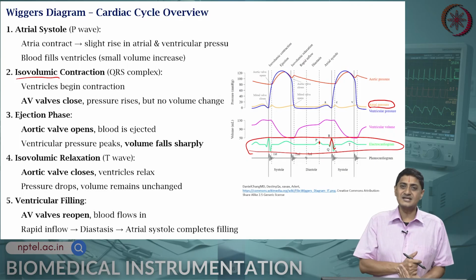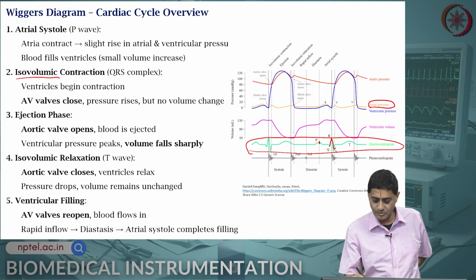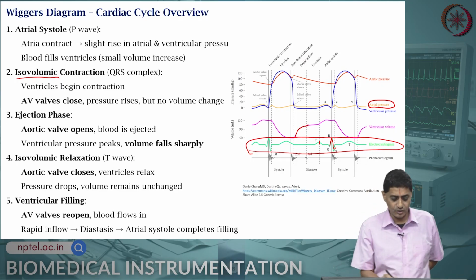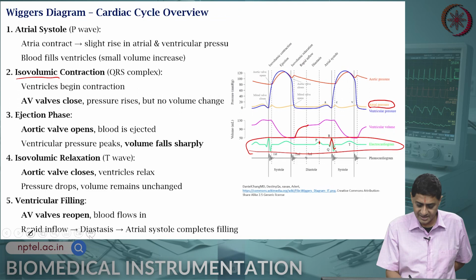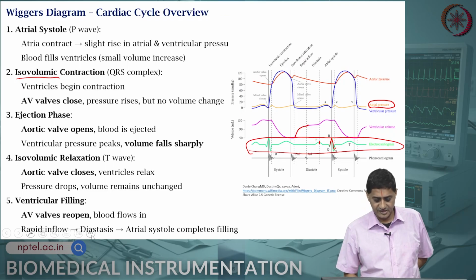This initial stage will lead to a sudden increase in the volume of blood. This is called the rapid inflow of blood. This is followed by a state called diastasis, and then atrial systole completes filling.